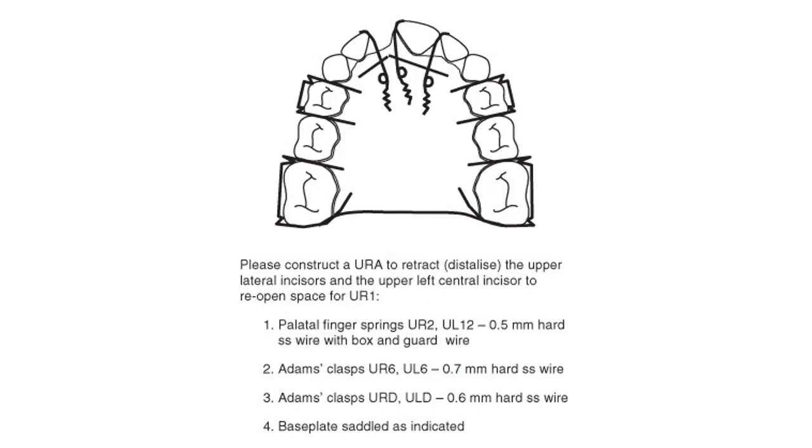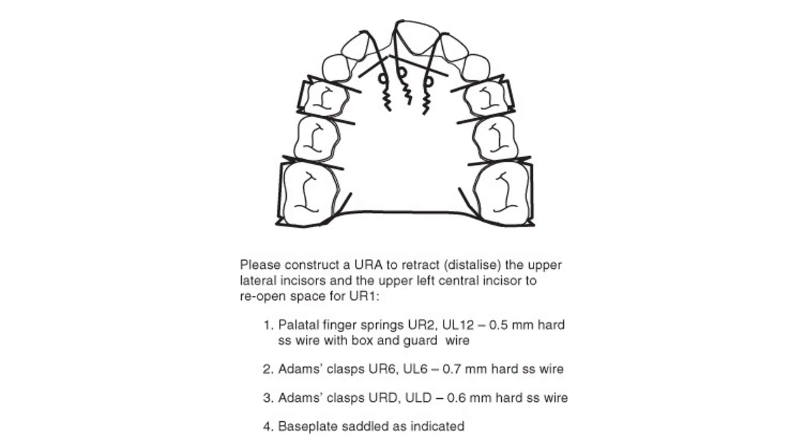This is another potential exam question. Please construct a URA to distalize or to retract the upper lateral incisor and the upper left central incisor to reopen space for the upper right central incisor. In this case, the upper right central incisor is impacted or maybe delayed in eruption, so we need to gain some space to allow the normal eruption of the upper right central incisor.